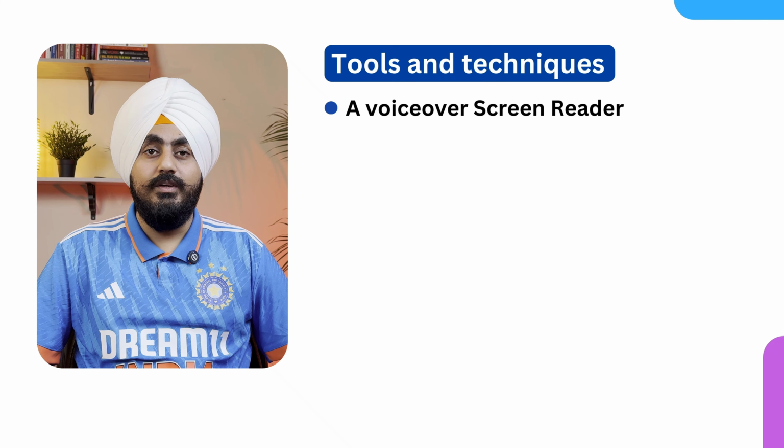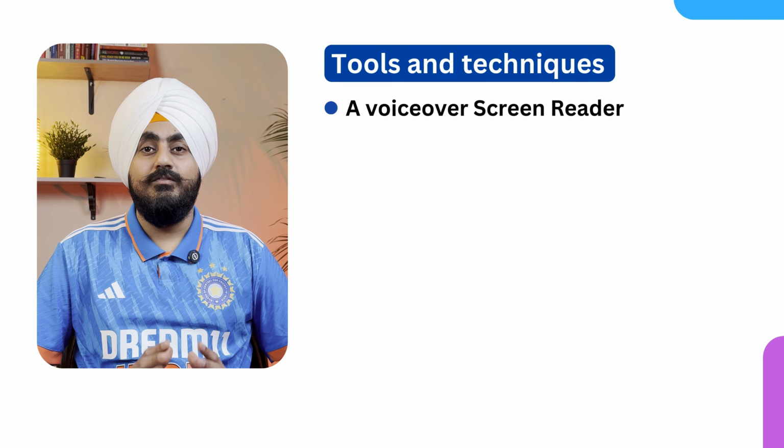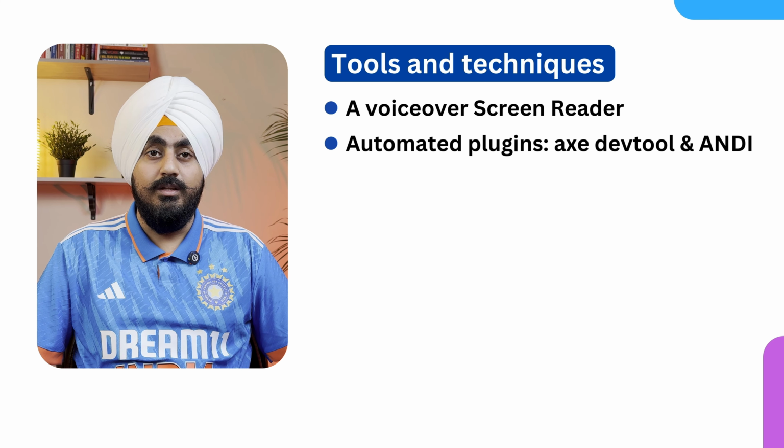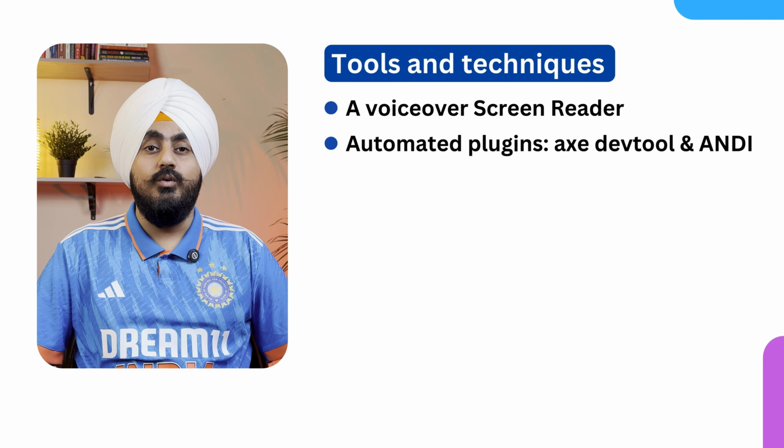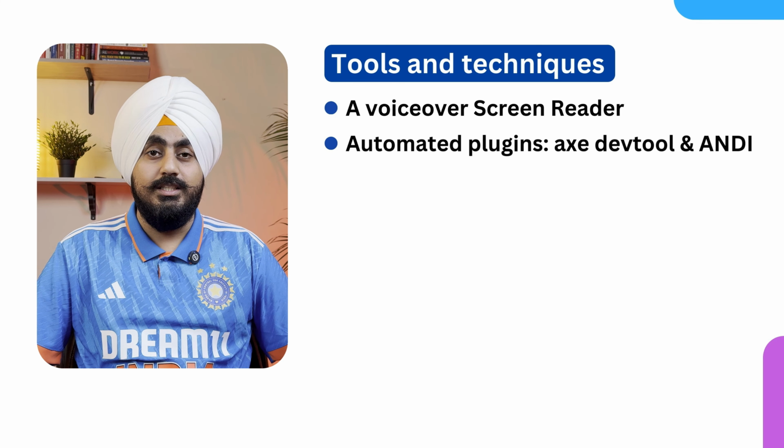To truly evaluate this website for accessibility, I'll be using a mix of automated tools, manual testing, and assistive technologies. Here's what I'll be working with. A VoiceOver screen reader with Chrome browser to check if the content on this website is announced correctly or not. Automated plugins such as DevTools ANDI to check page overall structure, tabbing order, and much more. These tools will quickly flag potential issues such as missing alt text or broken ARIA attributes.